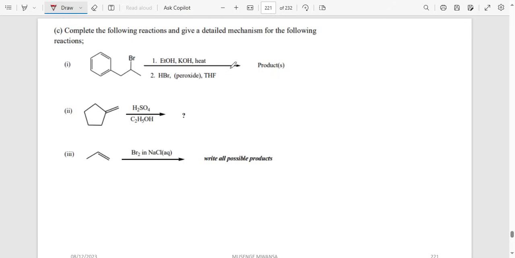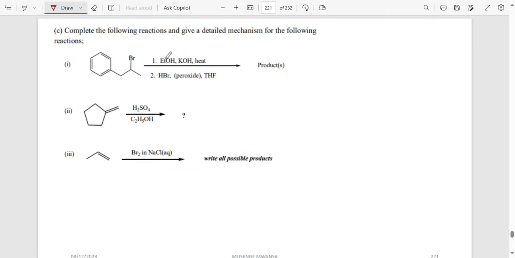Okay, let's look at this one. Complete the following reactions and give a detailed mechanism for the following. Look at what we have at the beginning. We have got a Br there. We are reacting this with ethoxide and potassium hydroxide with heat.